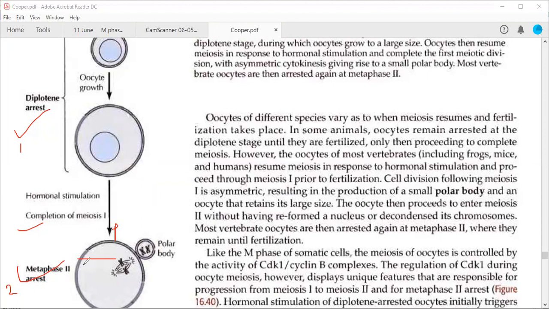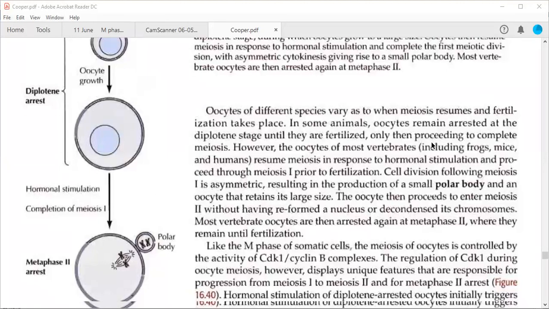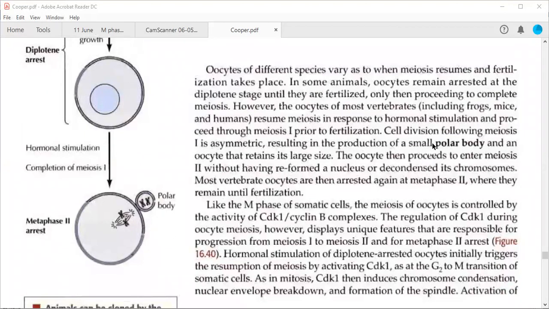Once fertilization is over, this egg will be converted into an embryo, and this metaphase II arrest will be overcome. So I am reviewing this: first is the diplotene stage, second is metaphase II. These two types of arrest are seen in humans. Now I want to read this out.